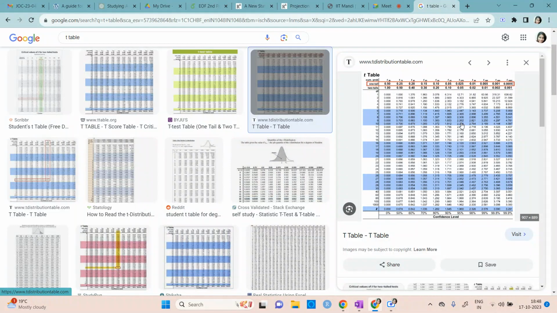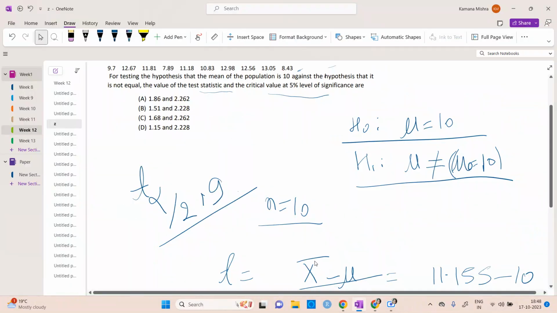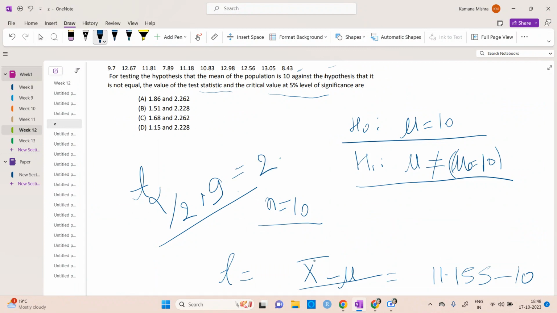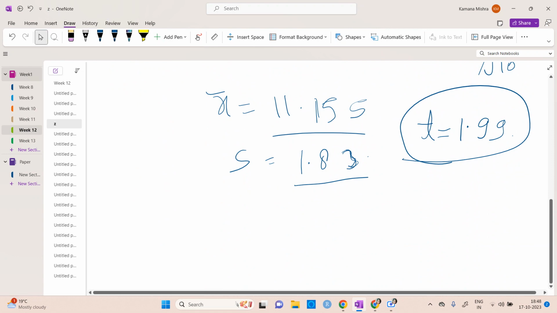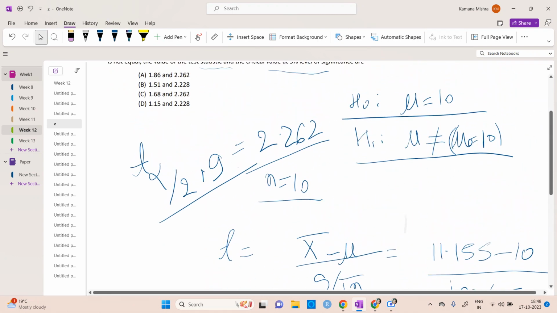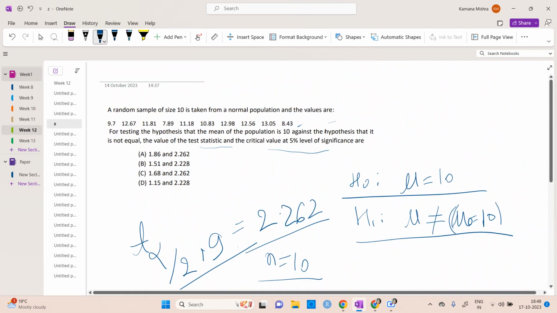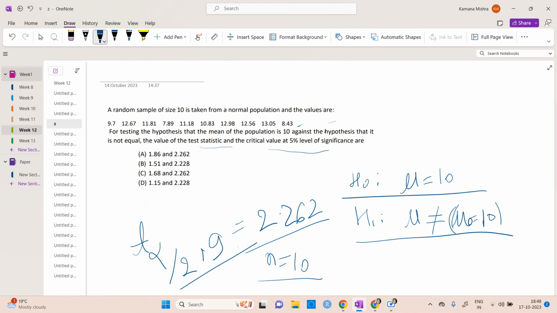Okay, so 9, and then we can see it is a two-tail test at 0.05. So for two-tail 0.05, we can take this value, 2.262. Okay, and our t value is 1.99, which is less than 2.262. So then we will reject this null hypothesis, right?